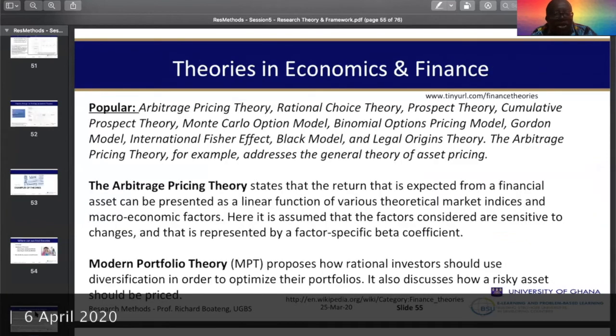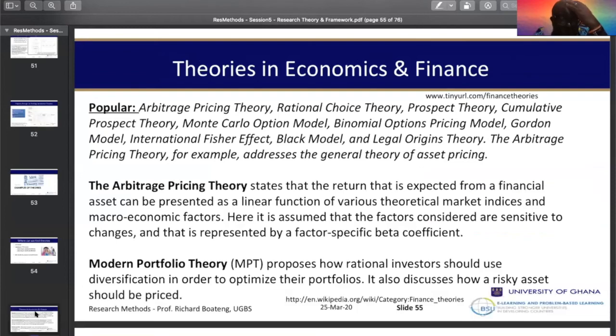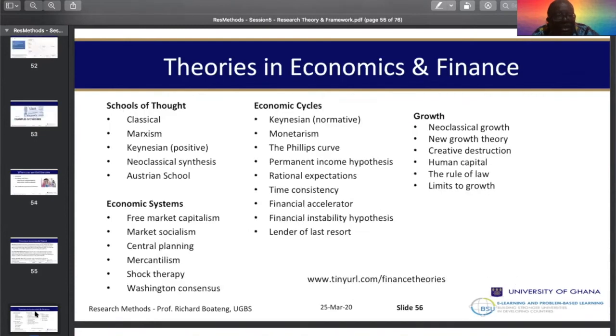So in finance and in economics, we have so many types of theories. Arbitrage pricing theory, modern portfolio theory, rational choice theory, prospect theory, Monte Carlo option model, binomial options pricing model, Gordon model. Somebody's asking why some are called theories and why some are called models. I'll explain that later. Arbitrage pricing theory, for example, addresses the general theory of asset pricing. I'm not a finance major, but I'm just letting you know these are some of the theories that exist in finance. And there are more, which have different levels of assumptions. For example, those that look at economic cycles are Phillips curve, rational expectations, time consistency, financial accelerator. You can't use that one for growth.